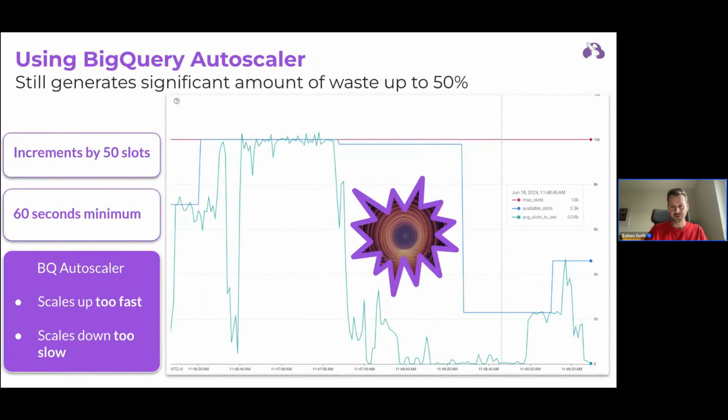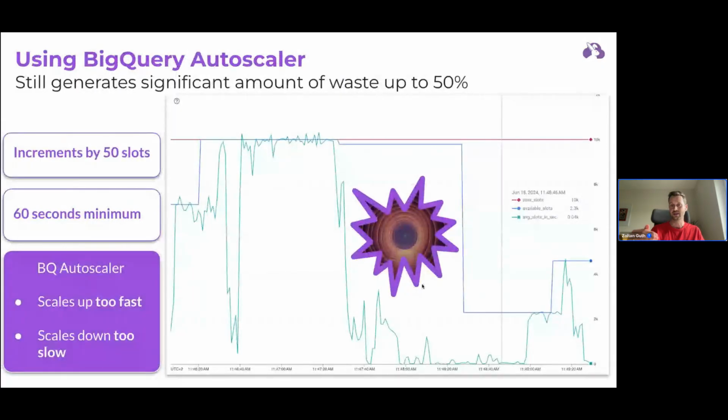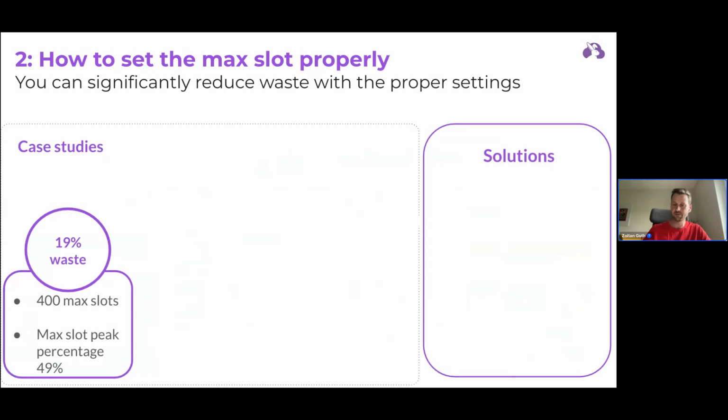Let me bring you 3 different use cases about how this kind of waste works, because what we see is that the waste generated by the 60 seconds minimum billing can go up to 60%, which means that more than half of the reservation costs are waste. So you are paying for it, but your jobs are not using it at all. And let me bring 3 different use cases and show how big this kind of wastage could be.